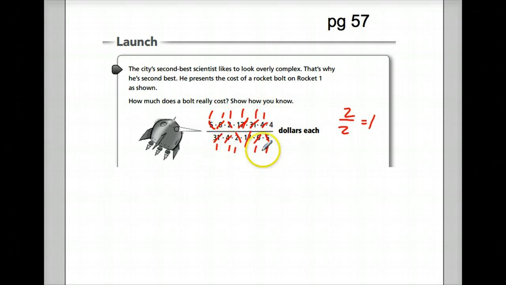So what do we have left? We have nothing left on the bottom, and we have 4 on the top, which means each one of those bolts actually only costs $4 each, not all of this big fraction.